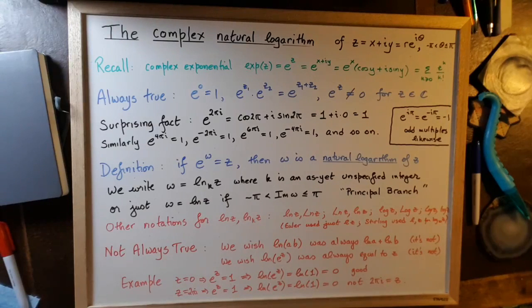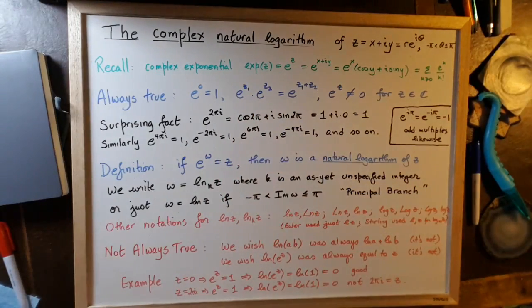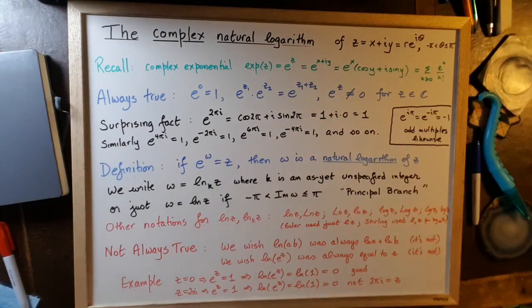Either definition can be used to prove some important facts, which are always true about the complex exponential. So for instance, e to the 0 is 1, and e to the z1 times e to the z2, multiply two exponentials together, it's the same as adding the z1 and z2 first and then taking the exponential. And this is always true for any complex number z1 and z2. It's also true that you can never get 0 as an output from the exponential function. Nothing in the complex plane gives you 0 when you take e to the z.